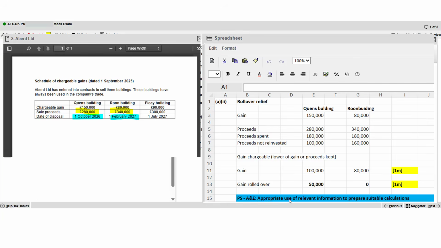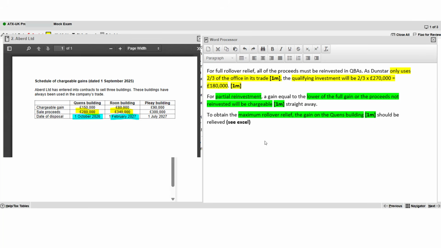And going back to our word processor then, the question was which building should be sold to get the maximum rollover relief, and the maximum rollover relief, it's going to be the Quens building. So we've done the calculations and I've just cross-referenced and said see Excel to make the marker's life easier.